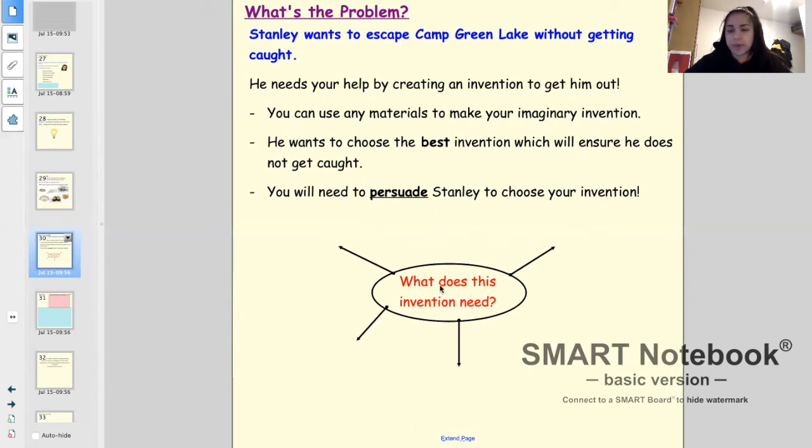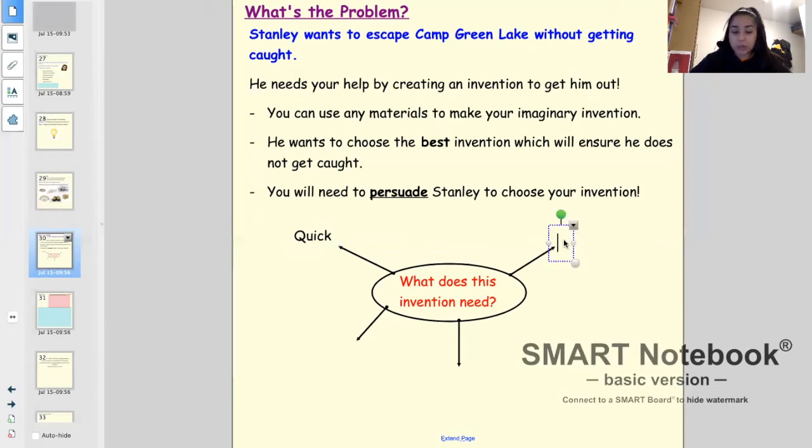So he wants to escape. Have a think. What does the invention need to have? So pause the screen and have a think. Good. So some ideas you may have thought of. It needs to be quick because he needs to escape, right? He can't be slow, he has to be quick.